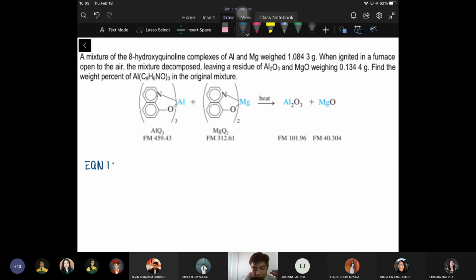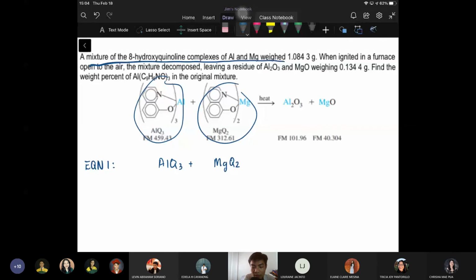Sabi ko yung equation 1, ito yung original sample mo, di ba? So, in our case, this will be the mass of AlQ3 plus the mass of MgQ2. Ito yung mixture. Ito yung dalawa yon. So ano daw yung mass nila? That is equal to 1.0843 grams. Okay? Alam ba natin yung values nila?